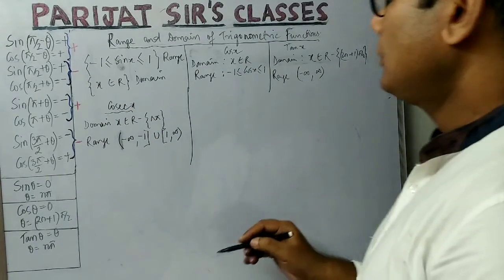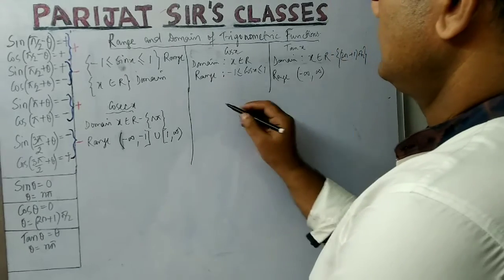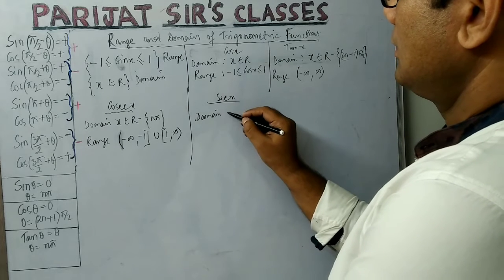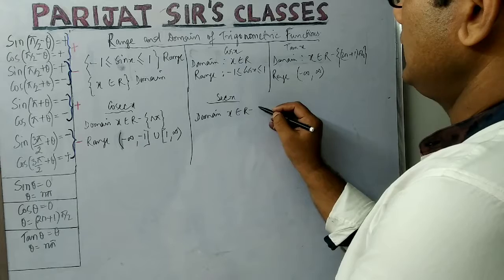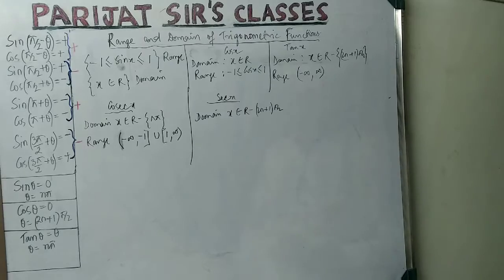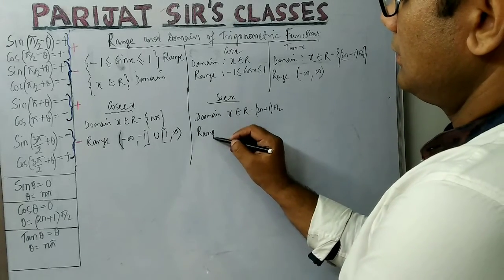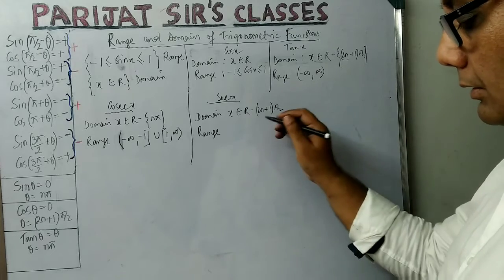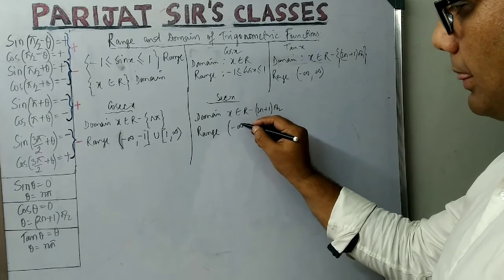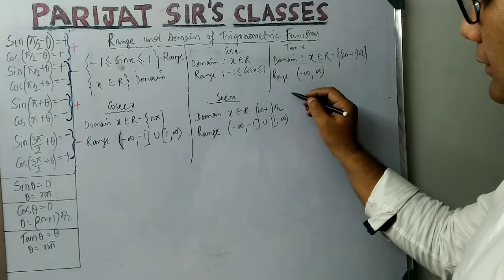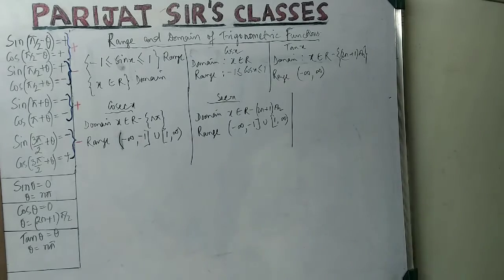Similarly, if I want to find out about sec x, the domain will be x belongs to real numbers minus (2n plus 1) pi by 2, and the range of sec x will be from -infinity to -1 union 1 to infinity. These all I have already given to you.